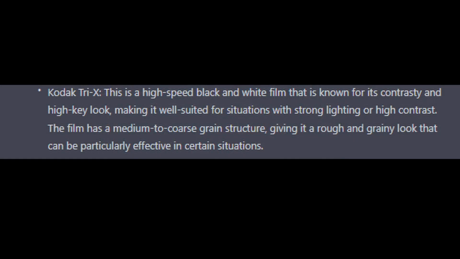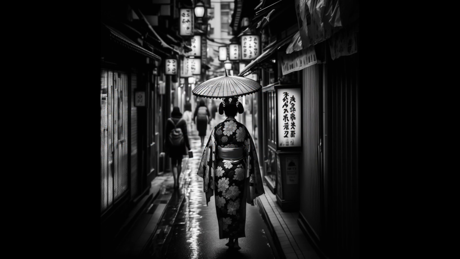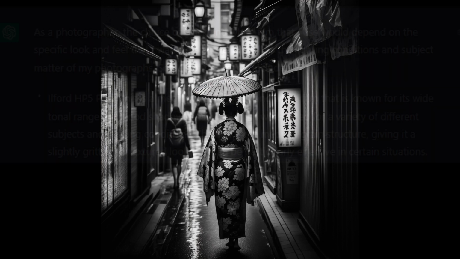Kodak T-Max 100 is a black and white film that's known for its fine-grained structure and high sharpness, well suited for a wide range of lighting conditions. The whites are almost illuminated. Imagine this printed on a white metallic surface. I'm really into metallic prints lately.